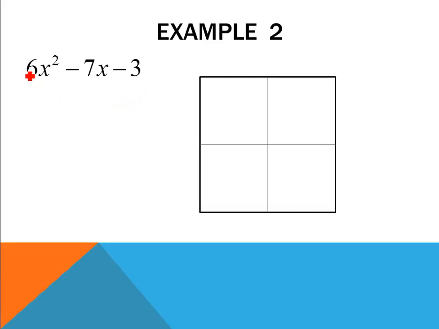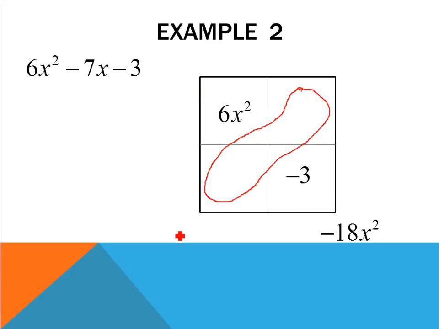So I'm going to take the 6x squared and put it into this upper corner here. I'll place negative 3 in the lower corner. We multiply these two terms together, the 6x squared times negative 3. That gives me negative 18x squared. So when I multiply these two together, they're also going to multiply to give me negative 18x squared. But they need to add to give me negative 7x.